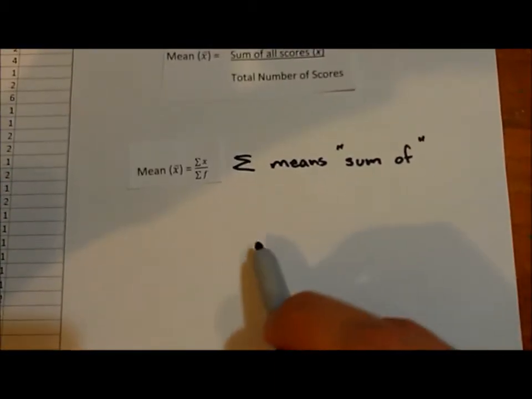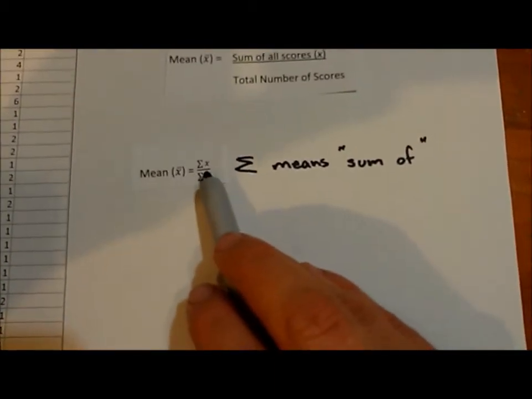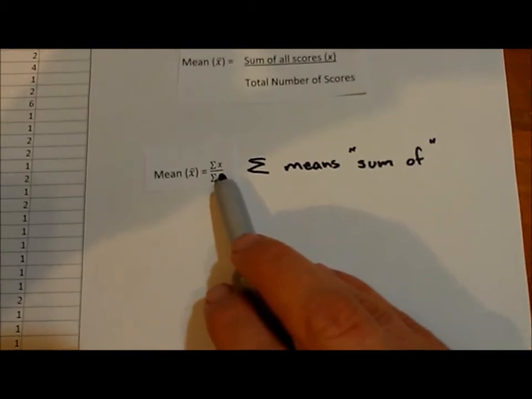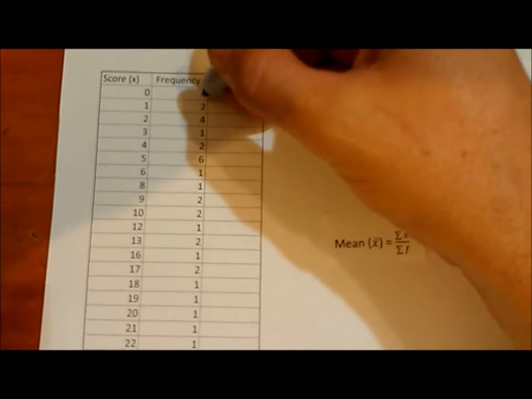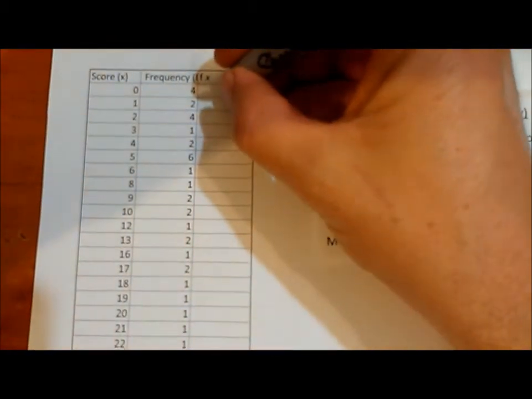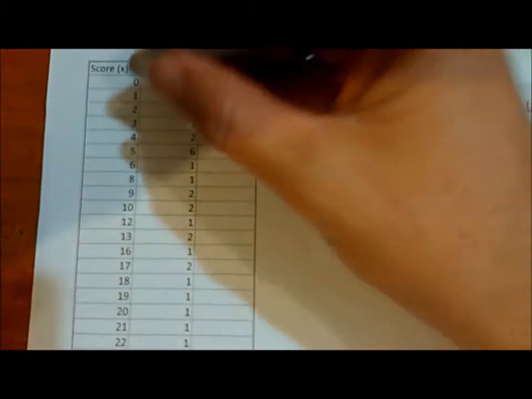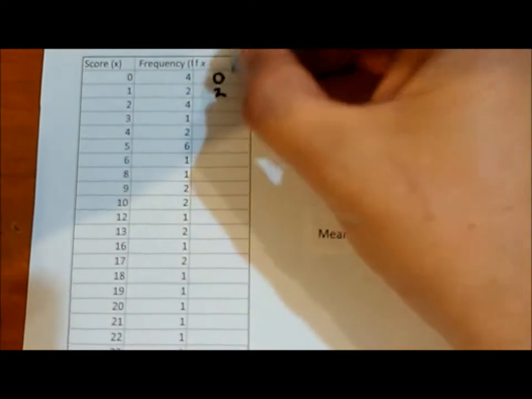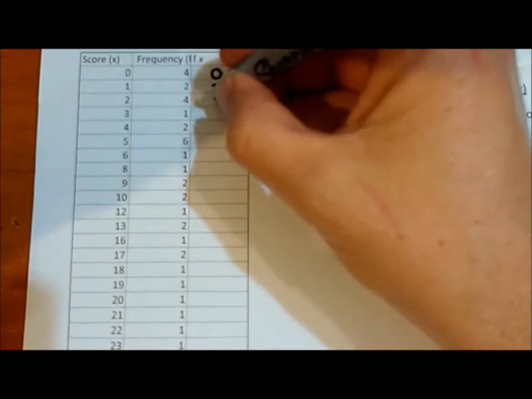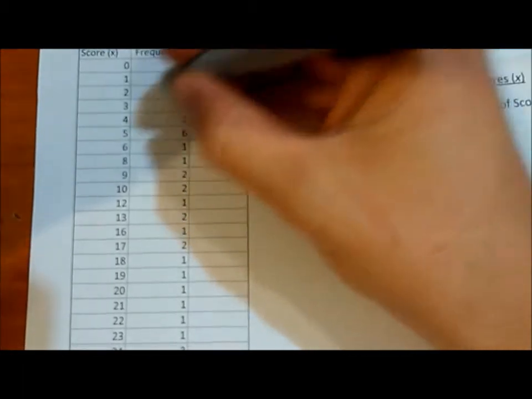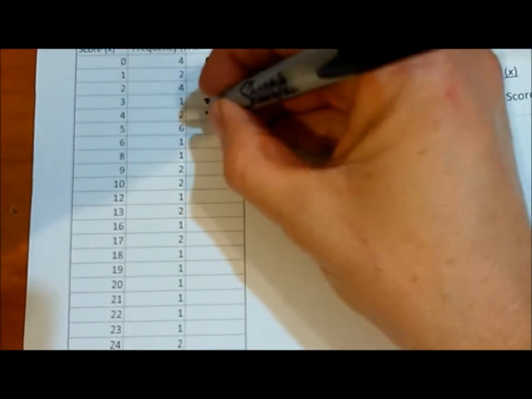Now, the other part of this formula was the sum of the scores. In this case, the scores are occurring multiple times. So 0 is occurring 4 times, so if I sum that up, I get 0 still. 1 has occurred twice, I get 2. 2 has occurred 4 times, and that gives me 8 in total. 3 has only occurred once, so it gives me 3. 4 has occurred 2 times, 8.